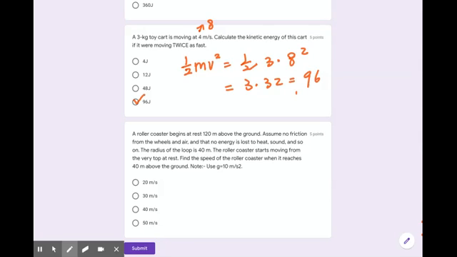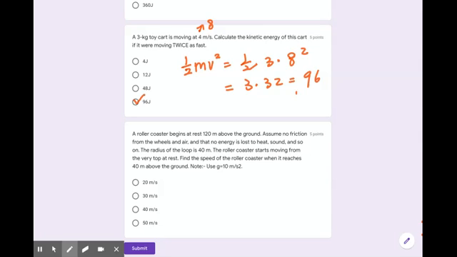Last one, a roller coaster begins at rest 120 meters above the ground. Assume no friction from the wheels or air, and that no energy is lost to heat, sound, or so on. The radius of the loop is 40 meters. The roller coaster starts moving from the very top at rest. Find the speed of the roller coaster when it reaches 40 meters above the ground.